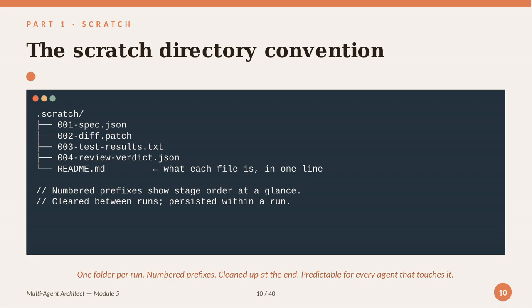Why the convention matters. It lets every agent in your system know exactly where to read and where to write without renegotiating paths. It makes pipelines resumable from any stage. It makes debugging 10 times easier because you can just open .scratch and see what each agent produced. Adopt the convention. It's worth the small upfront discipline because it pays back 100 times over the life of the system. The alternative, every agent inventing its own path scheme, is chaos at scale.